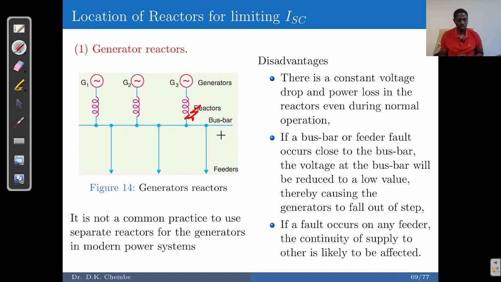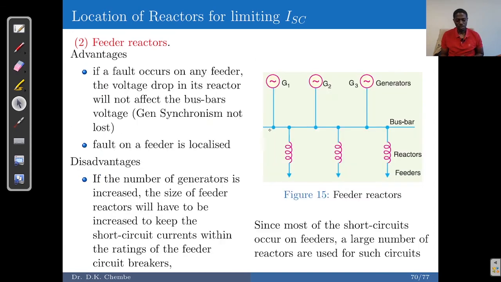So if there's a fault on a feeder, then you have effects on the continuity of these other feeders because the whole busbar system may be affected. Then we come to what we call the feeder reactors. Now, the feeder reactors are reactors that are placed in series in the feeders. And there are a number of advantages.